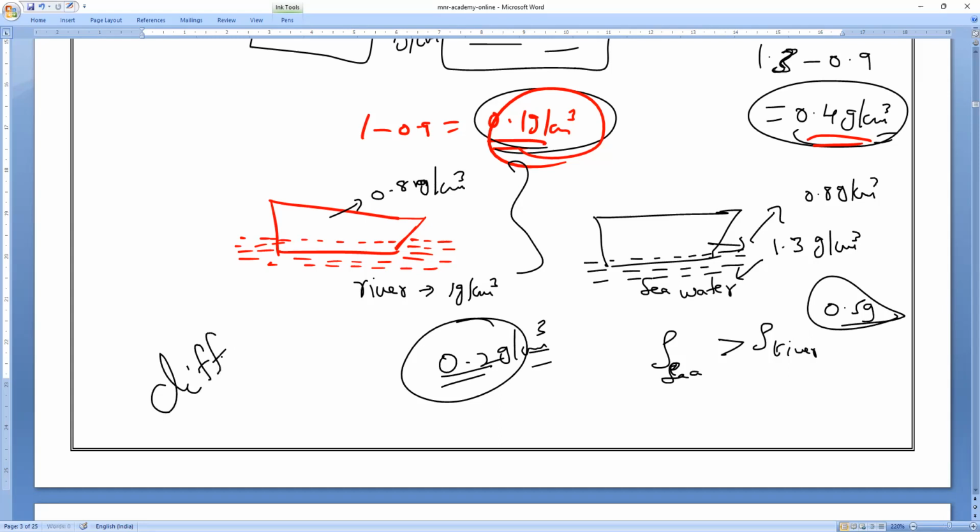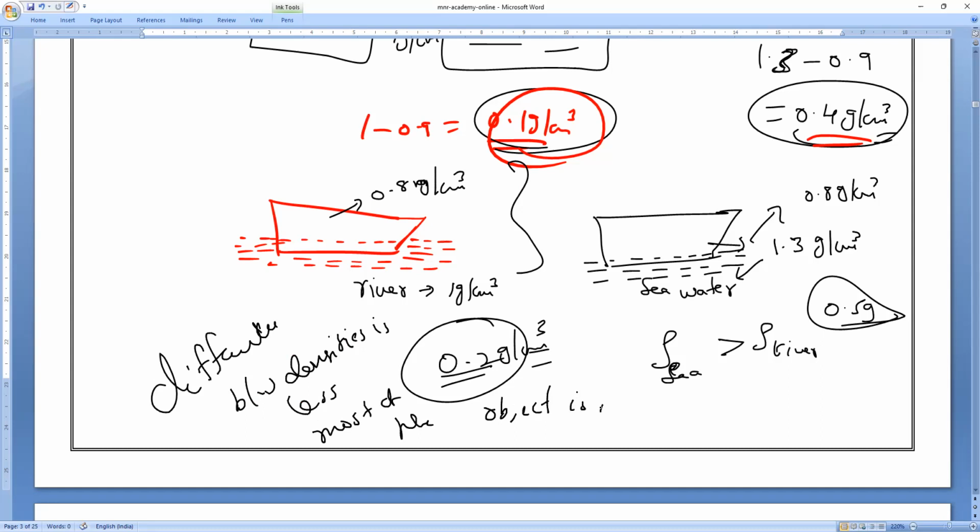If the difference between densities is less, then most of the object is in the immersed position, sinking or floating? Most of the object is immersed. Both are opposite. Yes, that is what you have to remember. This is the most important one. So kindly work on it. It is necessary. We need to do it.